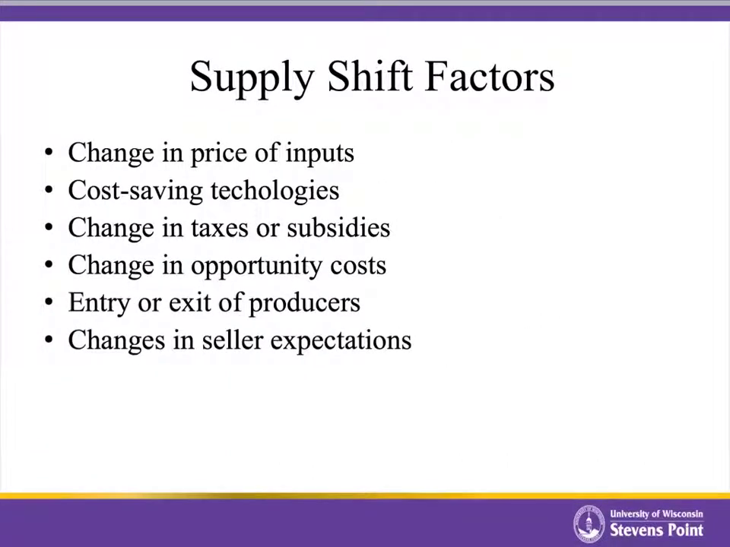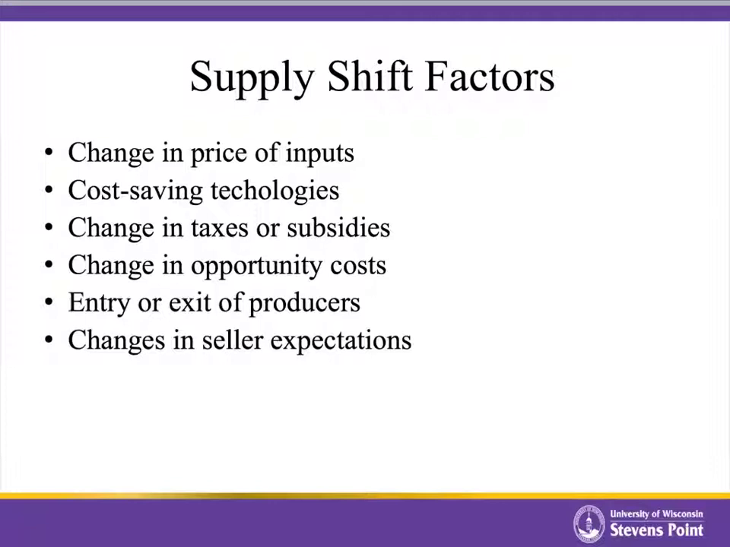So to summarize, our common shift factors for supply are a change in the price of inputs, cost-saving technologies, changes in taxes or subsidies, changes in opportunity costs, or these production substitutes, entry or exit of producers, and changes in seller expectations.